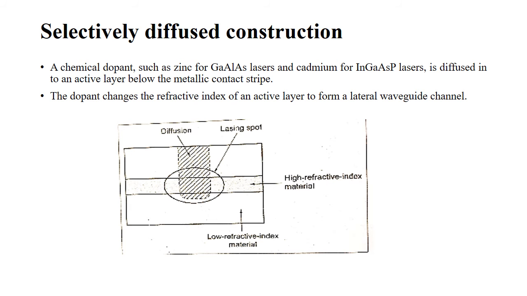Next one is selectively diffused construction. A chemical dopant such as zinc for gallium aluminum arsenide lasers and cadmium for indium gallium arsenide phosphide lasers is diffused into an active layer below the metallic contact stripe. The dopant will change the refractive index of the active layer to form lateral waveguide channels.